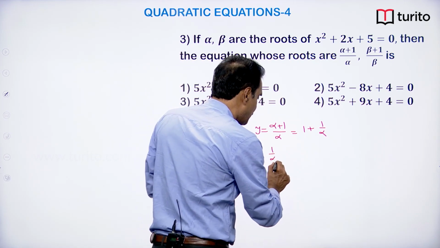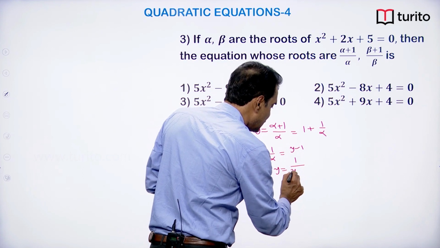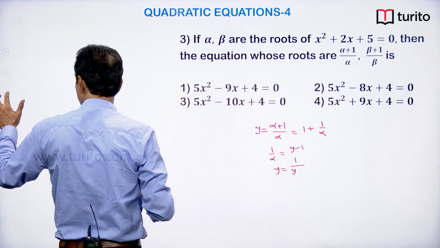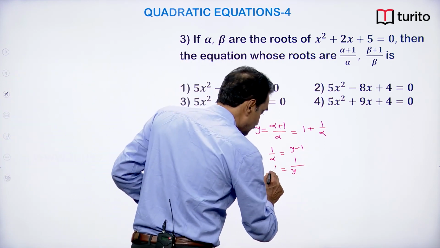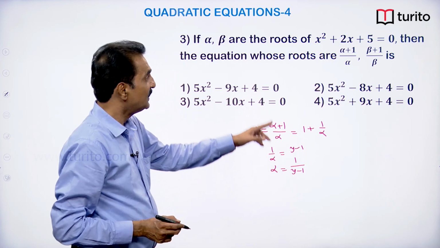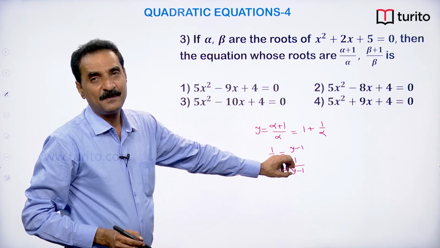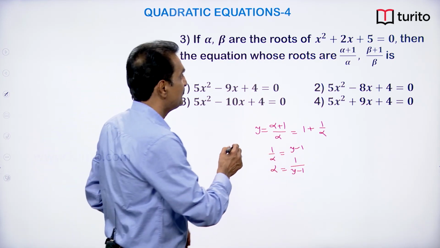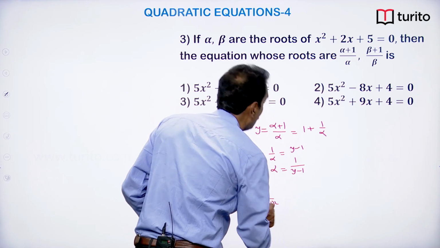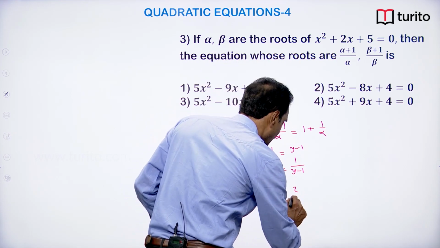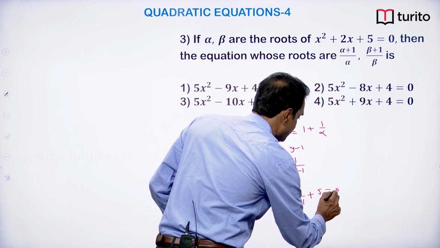So we will get 1 by alpha is equal to y minus 1, so alpha is equal to 1 by (y minus 1). So you have to replace x by 1 by (y minus 1), or you can replace x by 1 by (x minus 1) directly. So, 1 by (x minus 1) whole square plus 2 by (x minus 1) plus 5 is equal to 0.